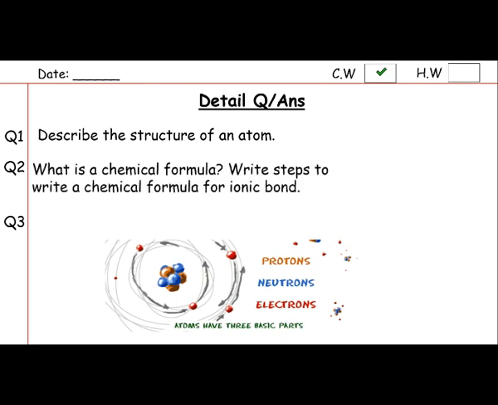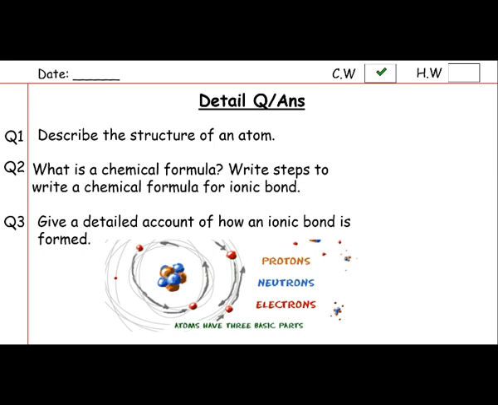Question number 2 is, what is a chemical formula? Write steps to write a chemical formula. So, what we have learned from this lesson is that chemical formula is a way of writing the bond of any element or any atom, and we have learned about two bonds, ionic and covalent bond. And what is ionic bond? When atoms completely lose or gain electrons, ionic bonds are formed, but when atoms share electrons, covalent bonds are formed. Here you have to write about the chemical formula and the steps to be followed to form an ionic bond. You can take help from the book content as well.